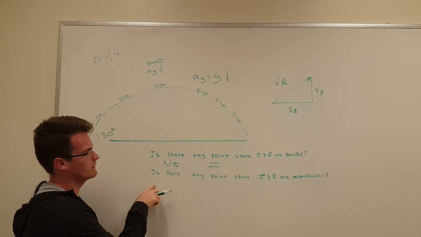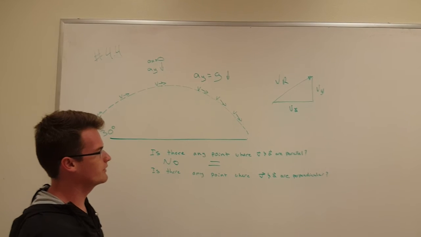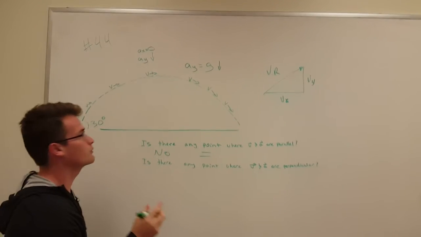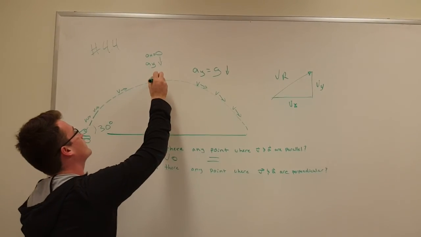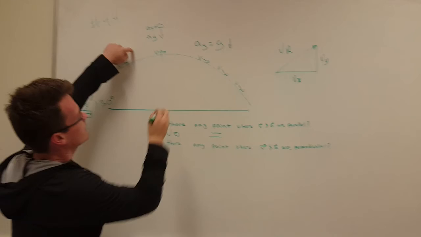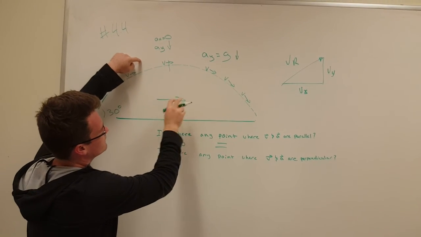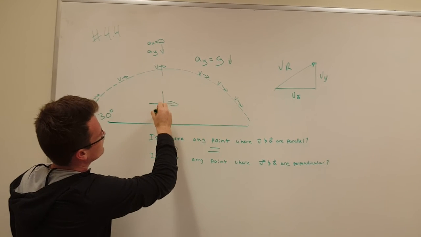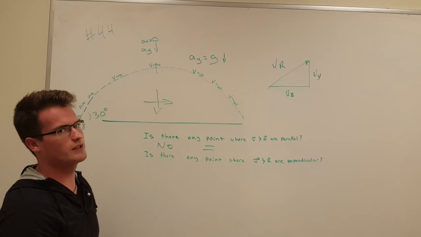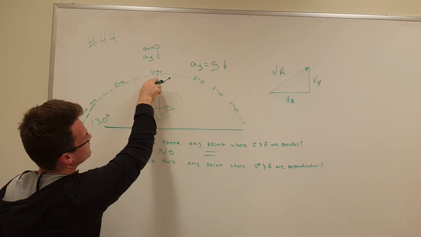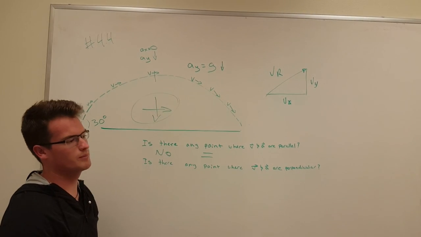And then the second question is if there's any point on the curve where the velocity and acceleration are perpendicular. Well, there is one place, right at the top, where the velocity in the x direction is in the positive x direction, and the acceleration due to gravity is always in the negative y direction, which causes the velocity and acceleration to be perpendicular at this point.